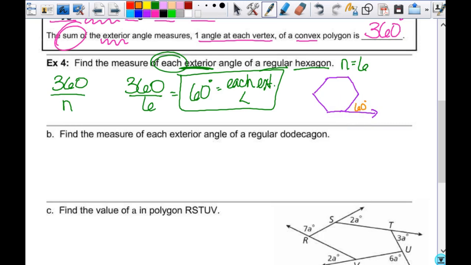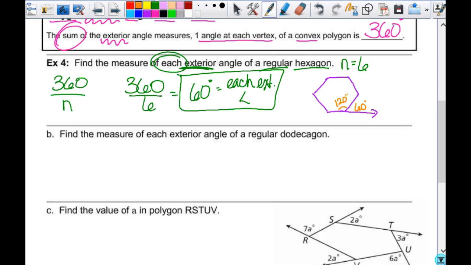So this exterior angle is related to this interior angle. How? They are a linear pair, which means that those two angles are also what? Supplementary. So if this is 60 degrees, what's the measure of this angle? 120. So the measure of each interior angle for a regular hexagon is 120.